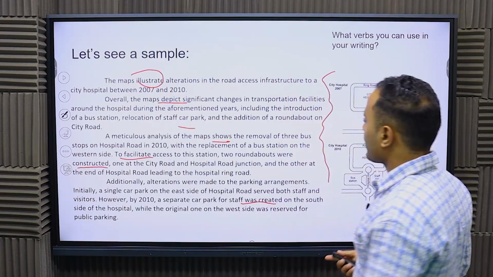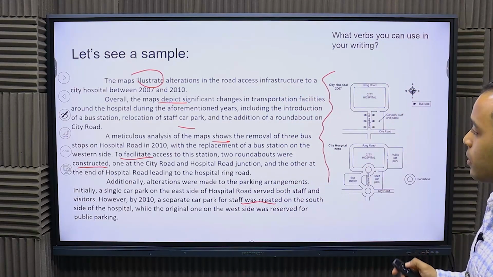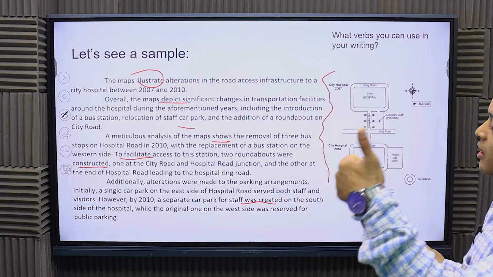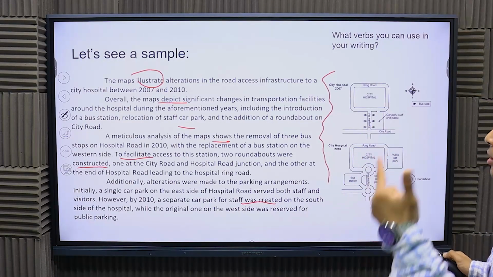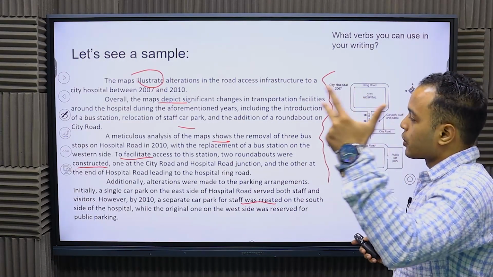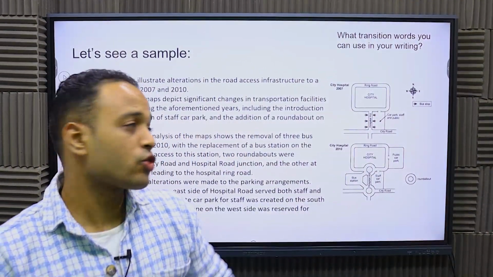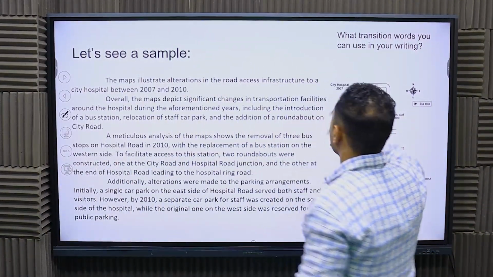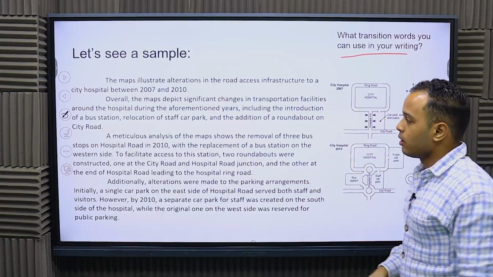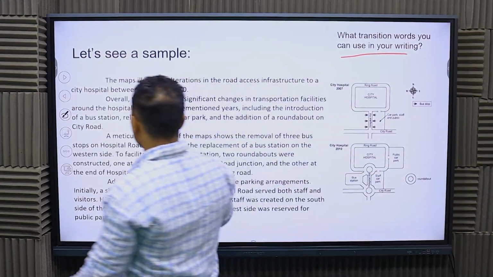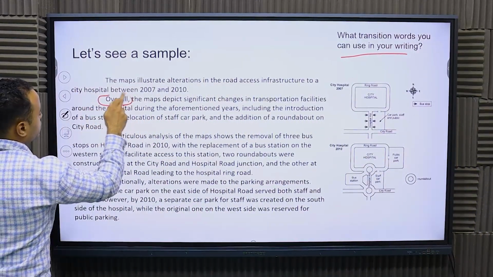Okay? Let's have a look at another linguistic aspect. So here, don't forget the verb facilitate, to make easy, constructed, create, and depict. Okay, and let's continue right now with the transitions. Let's have a look here at the transitions in this part. As you can see, first of all, we have this one. And that one is so important.